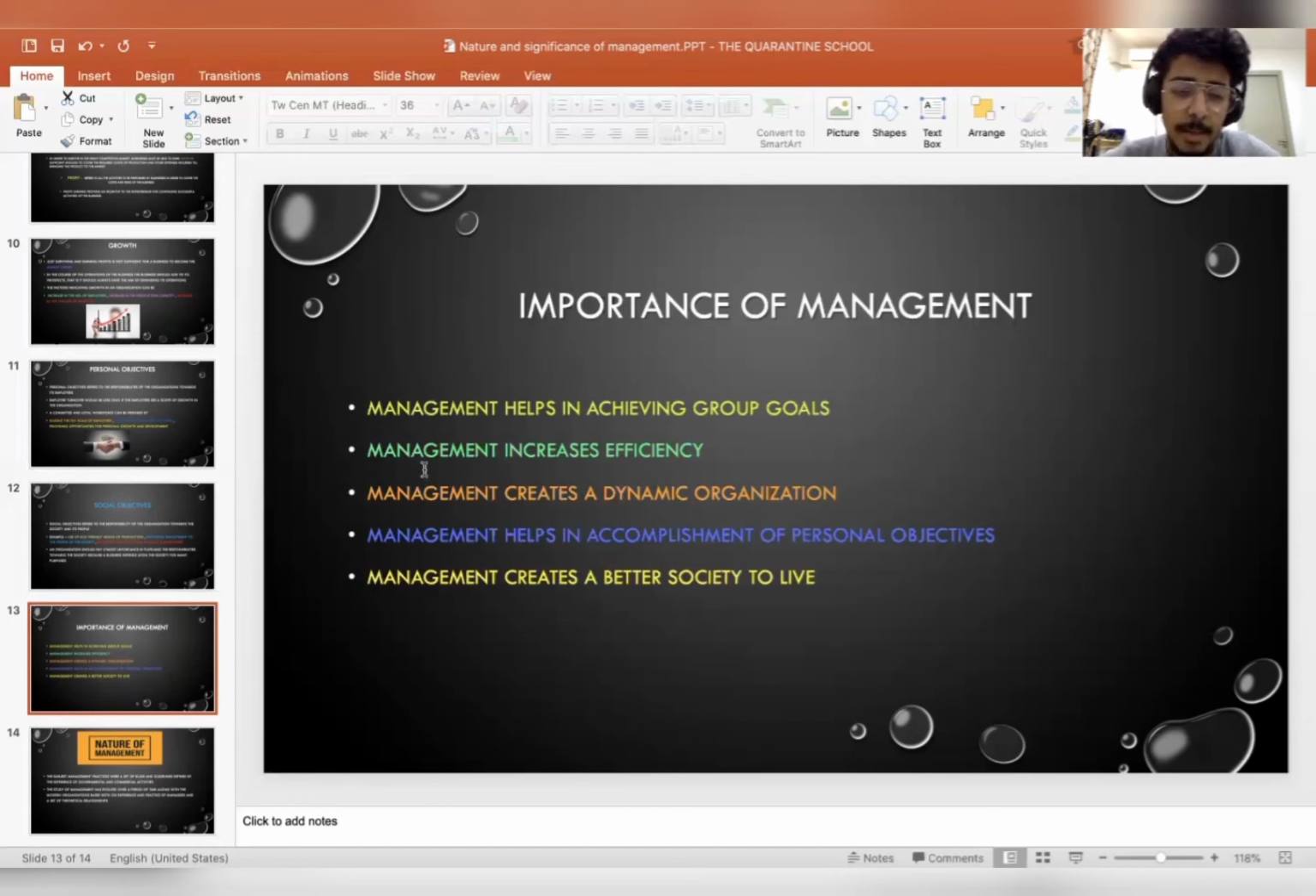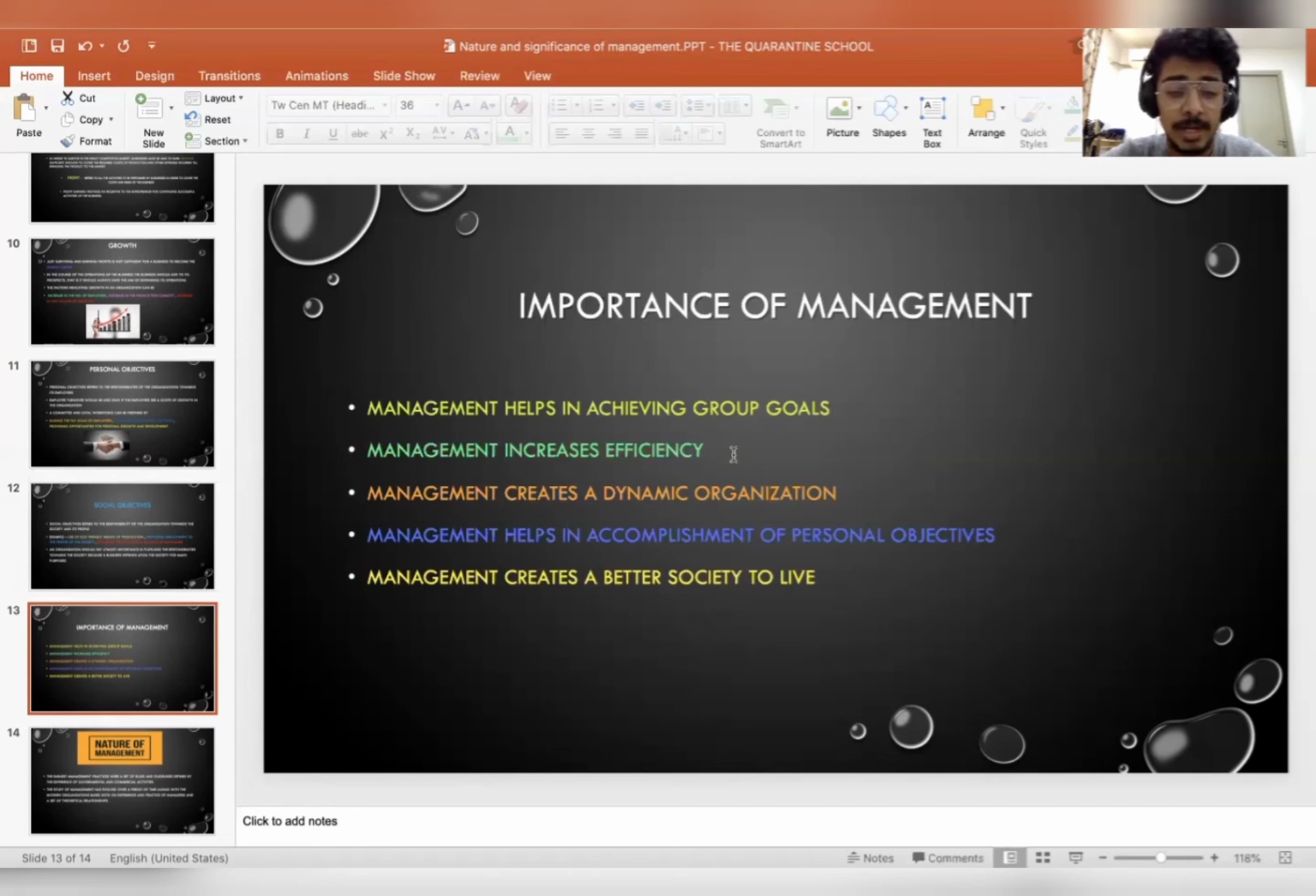So the very first point, management helps in achieving group goals. Management takes place in all the departments of the business organization, and hence it helps in combining group efforts and helps the business in achieving its goal of profit maximization. Moving on to the second point, management increases efficiency. As we discussed in the third slide of our PowerPoint presentation, efficiency means the ability to accomplish the goal with minimum inputs. Management trains its members to generate maximum outputs with minimum inputs, and hence management increases the efficiency of the business.